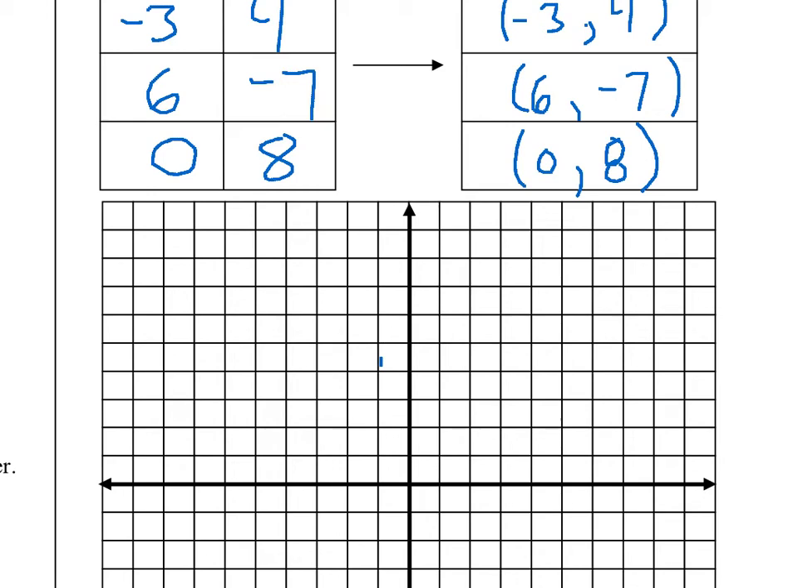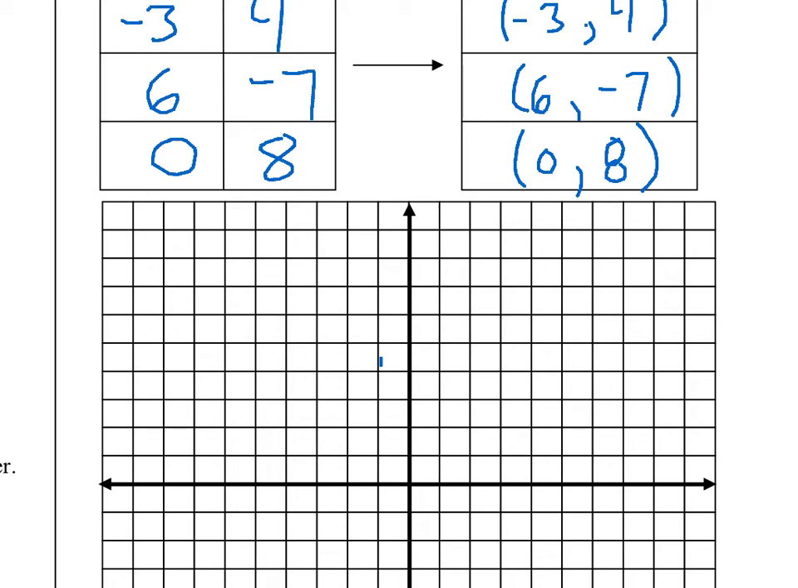Number 1, first and foremost, most important, we always graph x then y, and that means we're always going left and right, then up and down. So a lot of people get confused. They flip their x's and their y's.